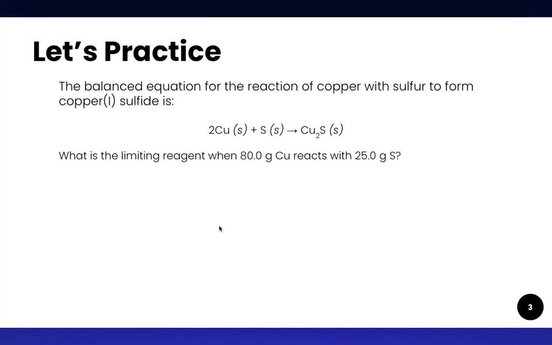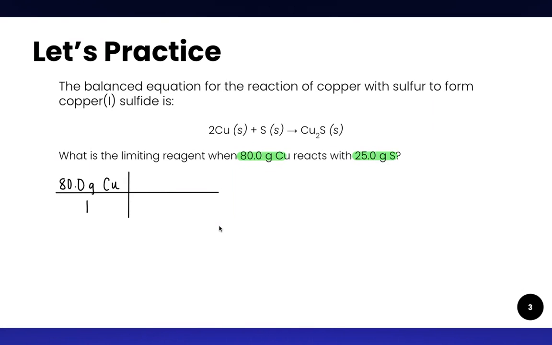Okay, let's practice with some atoms and molecules. The balanced equation for the reaction of copper with sulfur to form copper 1 sulfide is as follows. And they want to know what is the limiting reagent when 80 grams of copper reacts with 25 grams of sulfur. So this is just the same. Our starting values are 80 and 25. And we need to do the calculation 2 times.